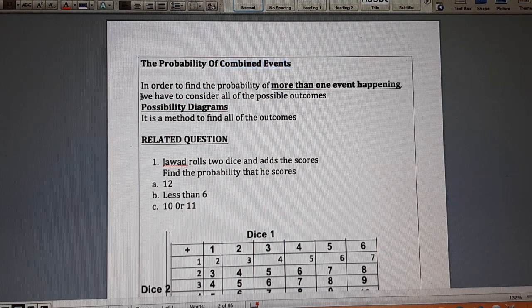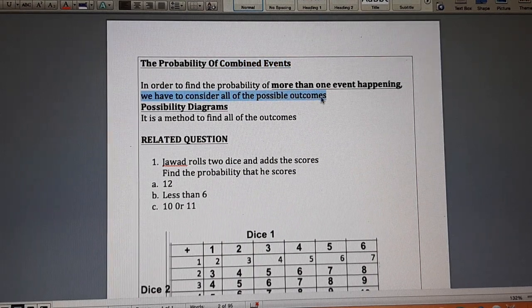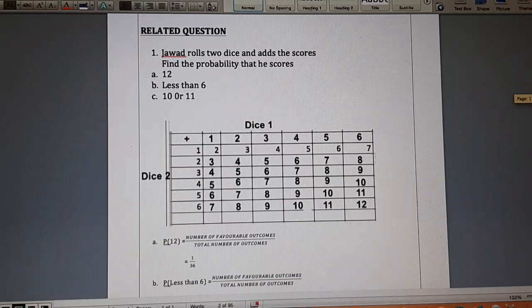So we have to consider all of the possible outcomes in this case, and possibility diagrams are one of the methods to find all of the possible outcomes in the case of combined events. So let's apply a possibility diagram in one of the questions.